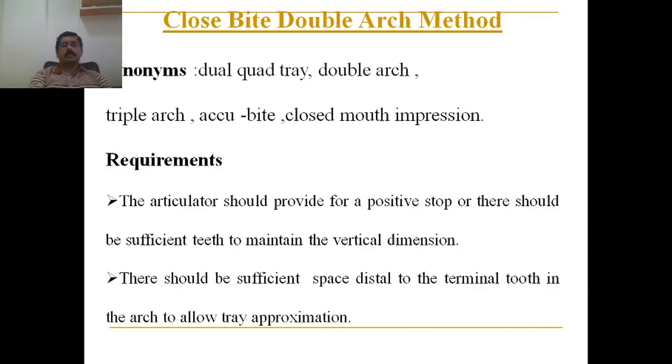Now, this is the closed double arch method. It is also called dual arch, double arch method, triple arch method, accubite method, and also closed mouth impression. So let's see the requirements for this. We will need an articulator for providing a positive stop, or there should be sufficient teeth to maintain the vertical dimension.